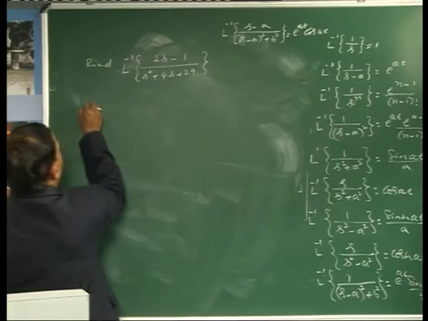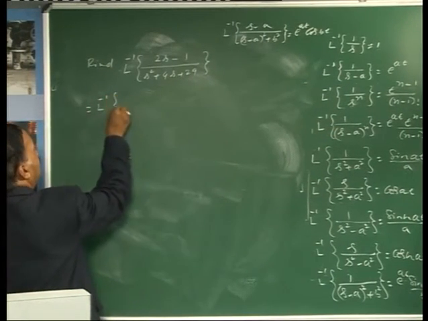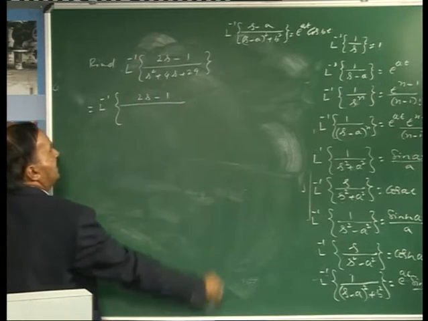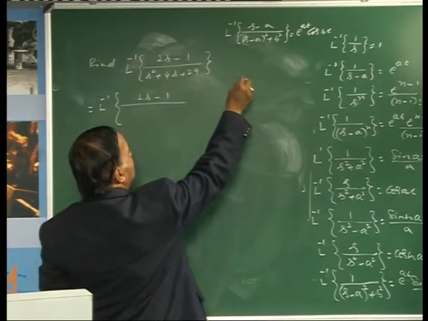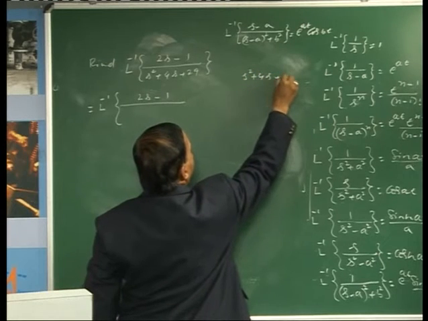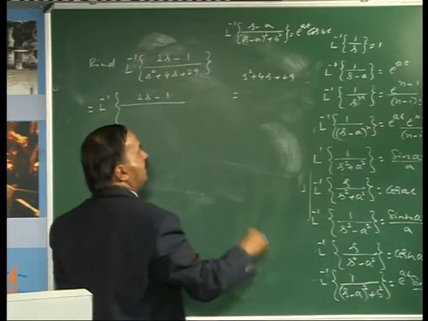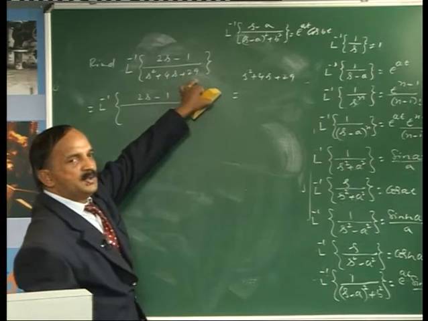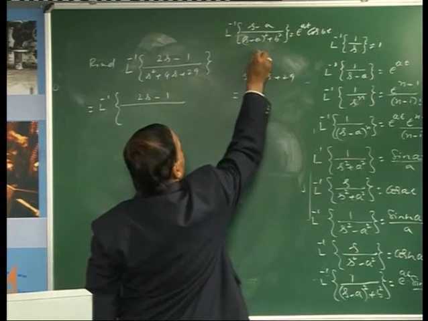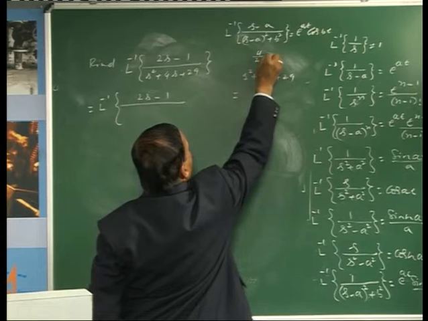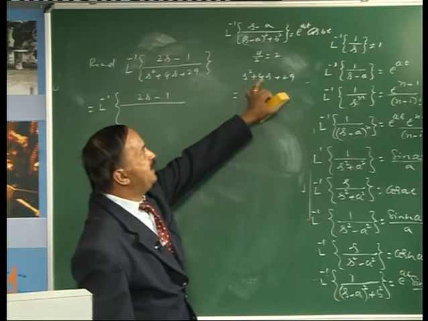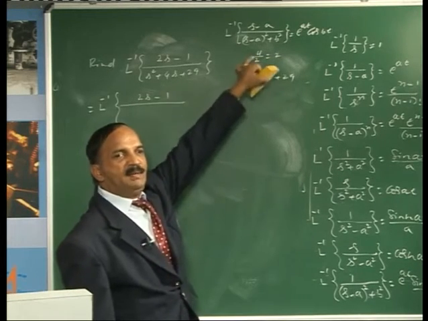So this is equal to L inverse of (2s minus 1) divided by s square plus 4s plus 29. By completing the square for s square plus 4s plus 29, the coefficient of s is 4, so divide by 2, you will get 2. Always divide this number by 2.